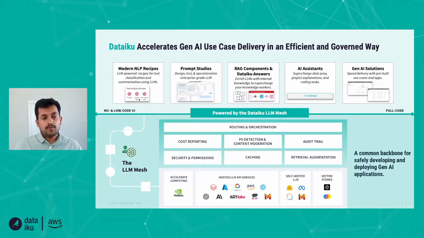Now, on top of it, you see some capabilities for developers, which help expedite the development cycle of GenAI applications. So you have built-in no-code recipes to run NLP tasks like sentiment analysis and text extraction, now powered through LLM models. We have prompt studios, which help you do prompt engineering visually. And there are certain additional features like a set of AI assistants that help you write code faster or prep the data faster.